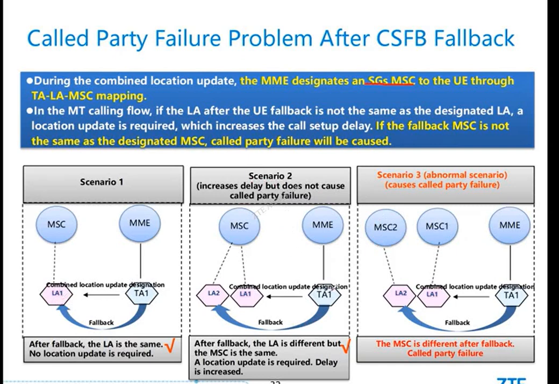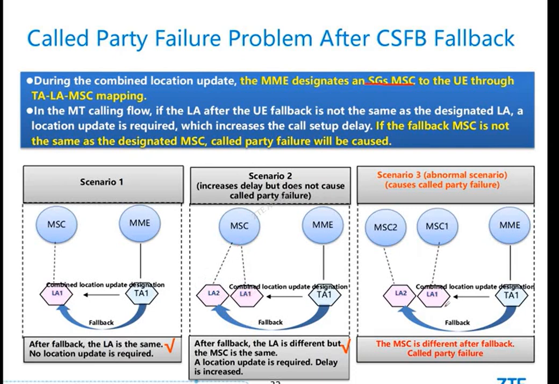So what's the problem? At the beginning, the LTE designated LA1 for the combined update, but during the fallback, the UE falls back to LA2. So the UE needs to update from LA1 to LA2 again, so the delay will be increased. But you can see in this case, LA2 and LA1 belong to the same MSC.